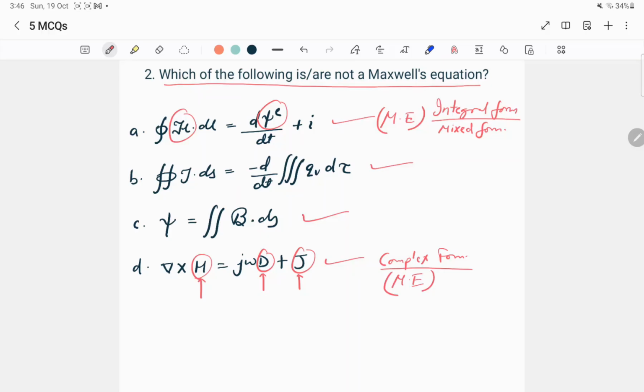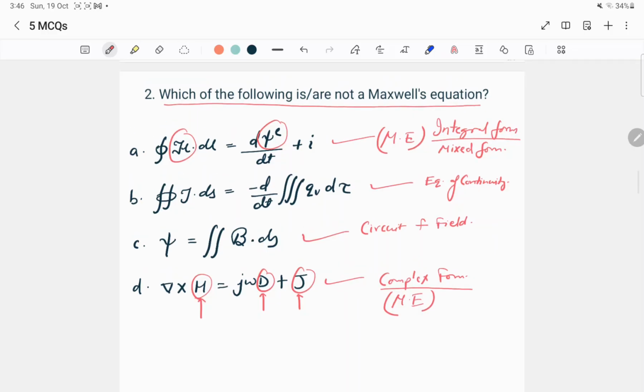Option number B, as we saw in the first question, is equation of continuity or conservation of charge. And option number C is a relationship between circuit quantity and field quantity. So you have been asked to find which of the following is or are not a Maxwell's equation. So the correct options are option B and option C. Both these options are not Maxwell's equation. A and D are Maxwell's equations, but B and C are not.